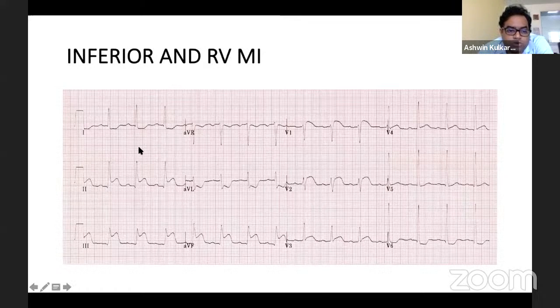So this is a picture showing this. Once again, ST elevation in lead 2, lead 3 and aVF. ST elevation is more in lead 3. There is ST segment depression in lead 1 and aVL. Now look here. So now there is ST elevation in lead 1 and ST elevation in lead 2. In these circumstances, you have to do a V4R and put the leads on the right side of the chest and look for right ventricular MI.